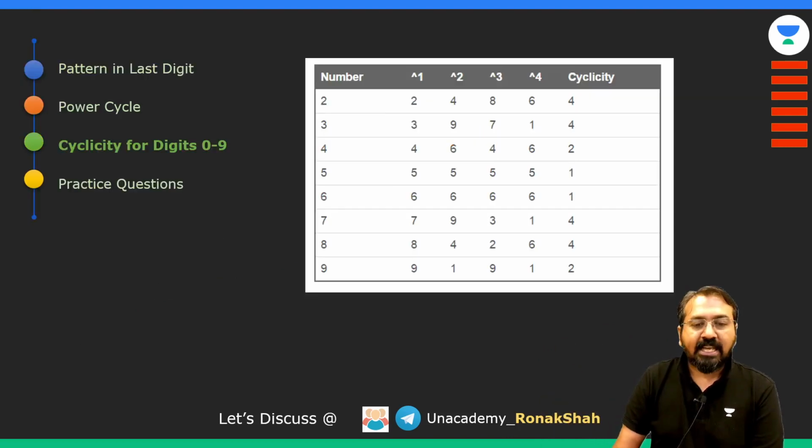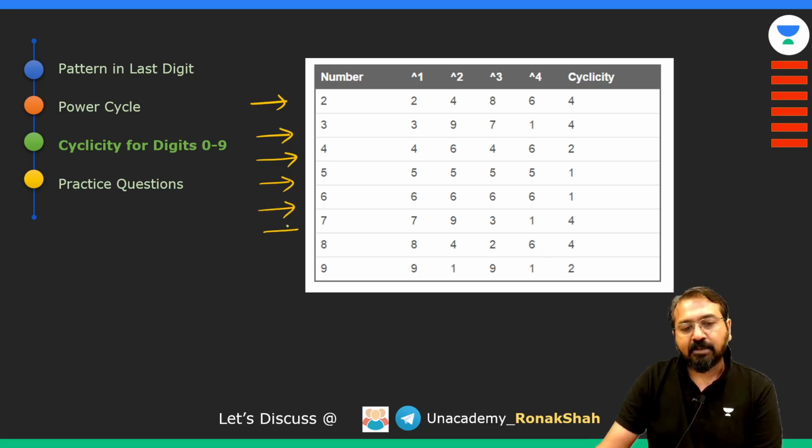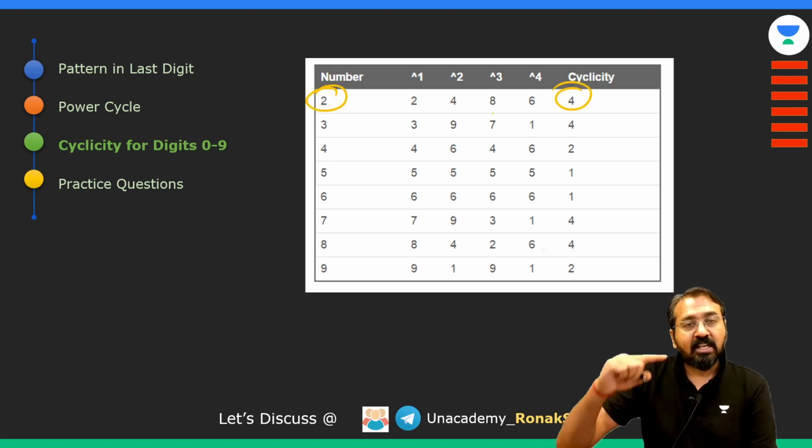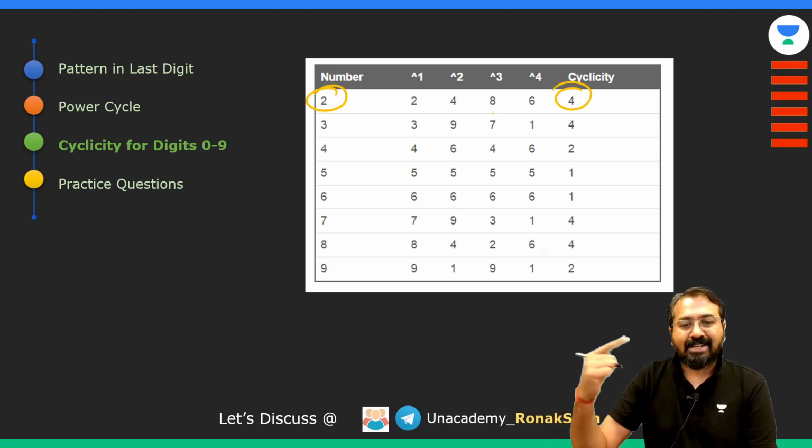The same thing can be depicted like this. For every digit we can calculate the power cycle, and I have summarized that here for your quick reference. You need to remember this. For example, for 2, the cyclicity is 4, that is, the power cycle is 4, because after every 4 powers it gets repeated.